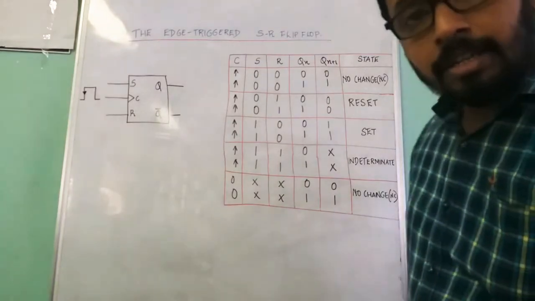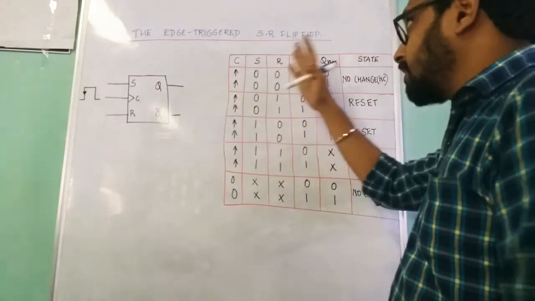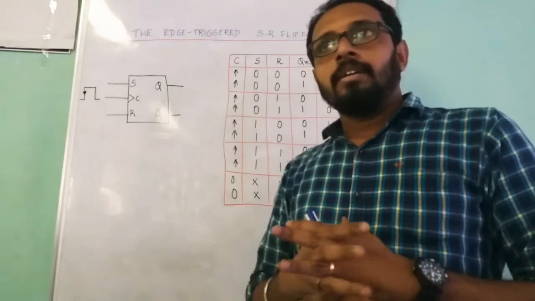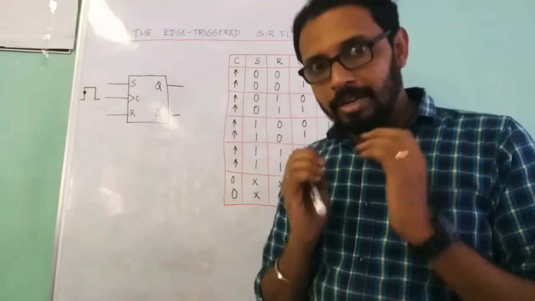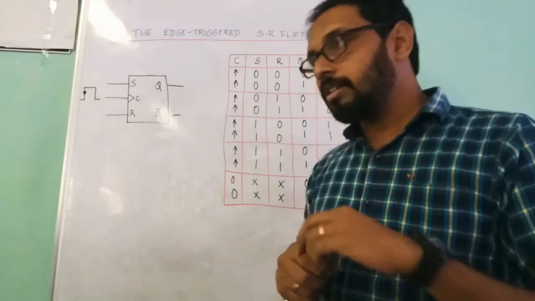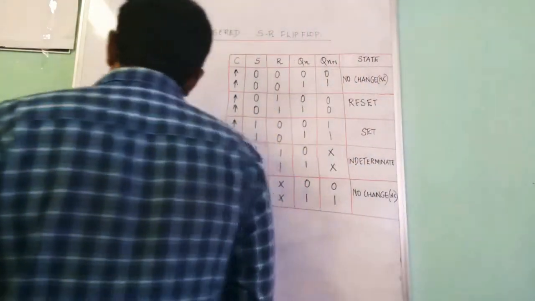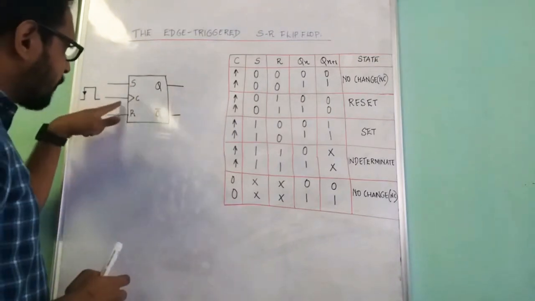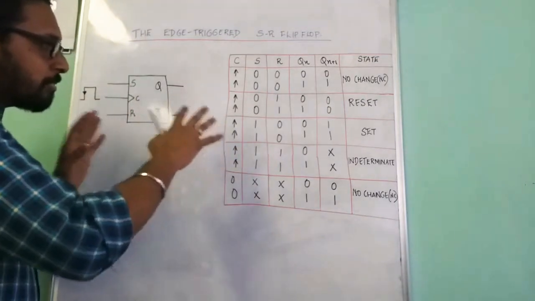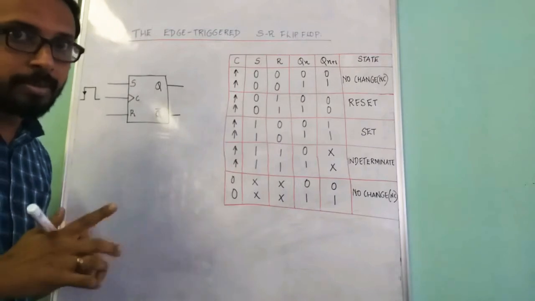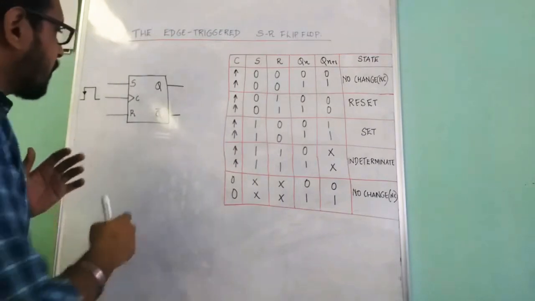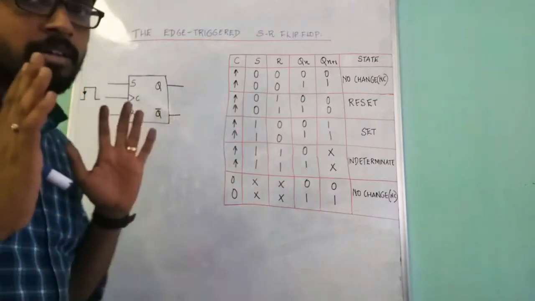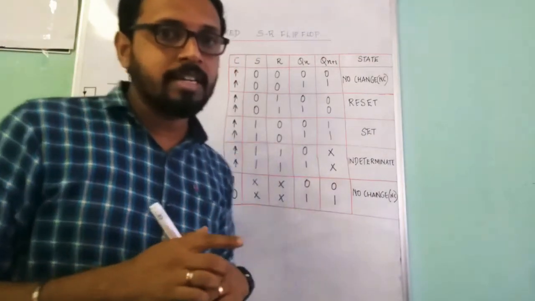Now we go directly into the edge triggered SR flip flop. Here, what we need to understand is, in the case of edge triggered flip flop, when we draw the logic symbol, I have drawn the case of positive going edge. There is no bubble, just a triangle, so it means the clock is positive, as I have already discussed.